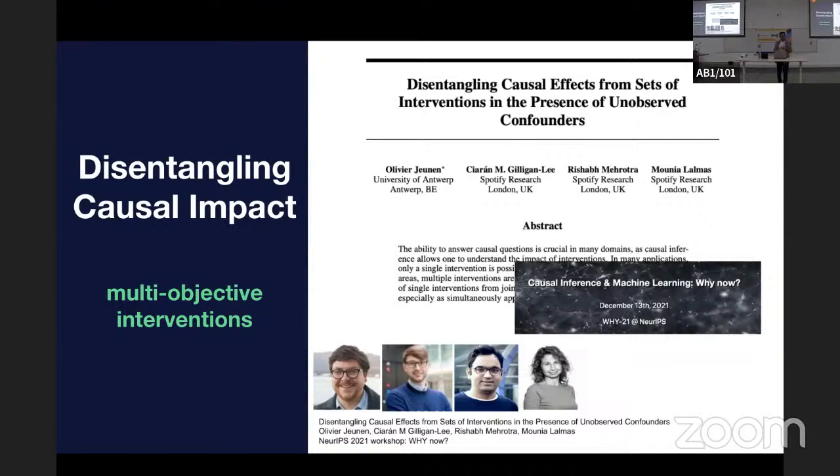So there's causal disentangling. Can I disentangle the impact of multiple interventions? Multiple interventions are like multiple objectives making that decision. And when things go wrong, who should I blame? And who do I go back and correct?